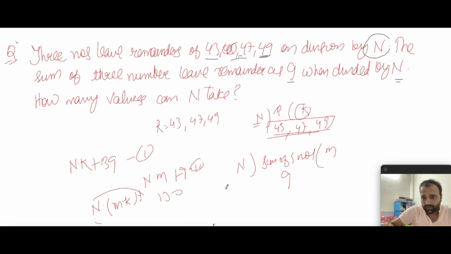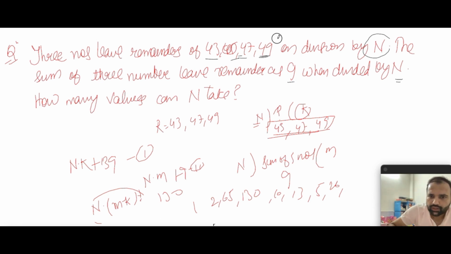What are the factors of 130? If you have gone through my factors video, I've done that in the number system itself, I believe. You have factors 2, 65, 1, 130, 10, 13, 5, 26, and then there would be many factors.